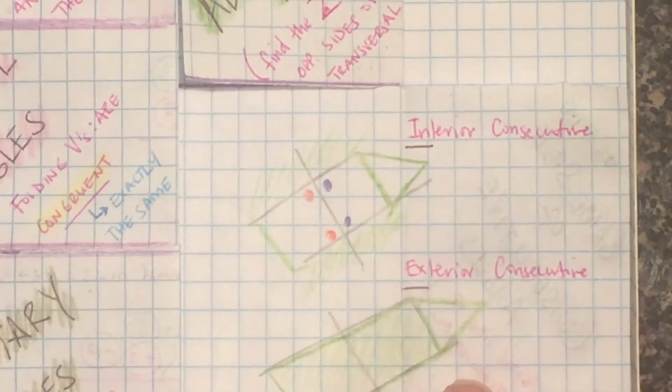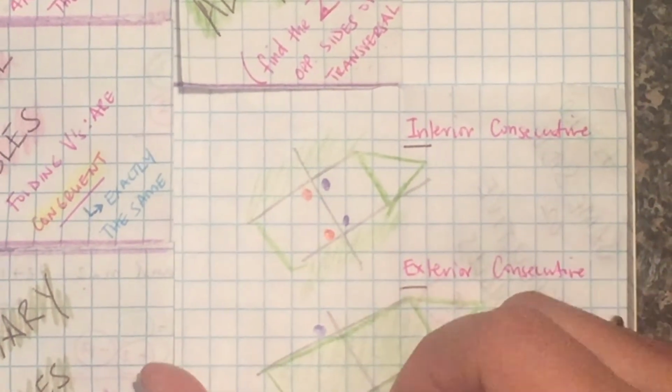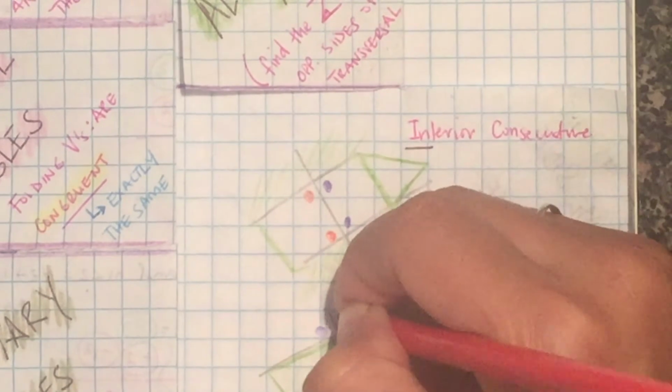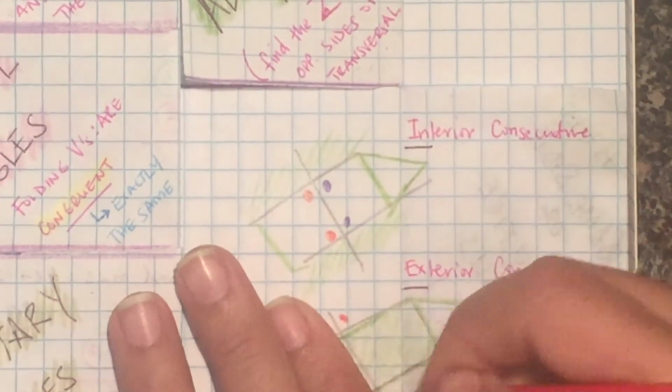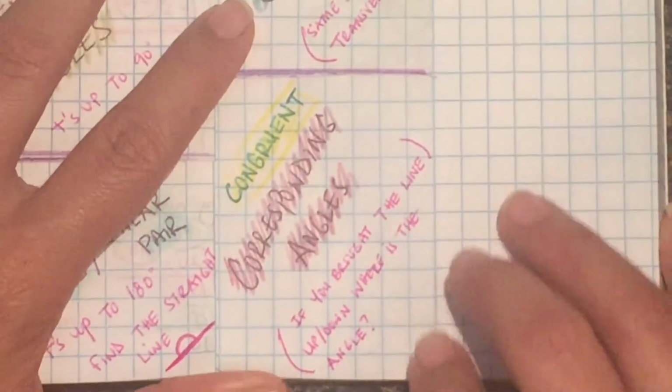If you look at exterior, it has to be outside. So here's an angle outside. And on the same side of the transversal. So it has to be on the bottom left. Look at another angle on the same side of the transversal. And I know that's kind of cut off, but on the same side of the transversal.